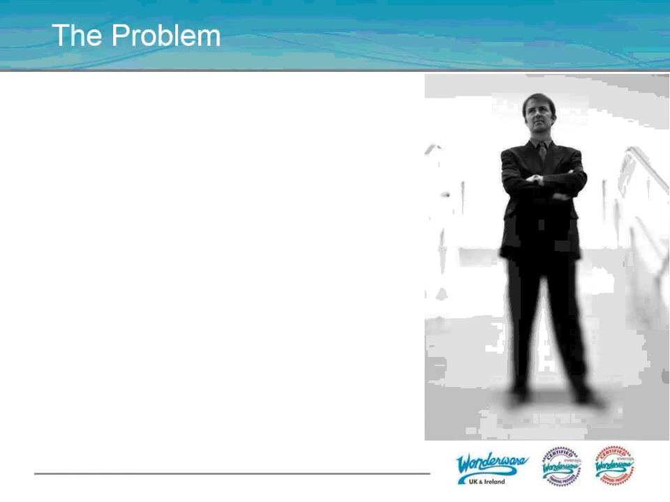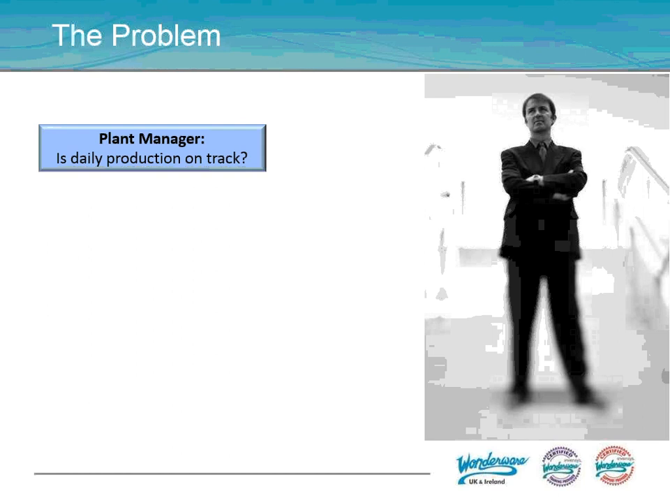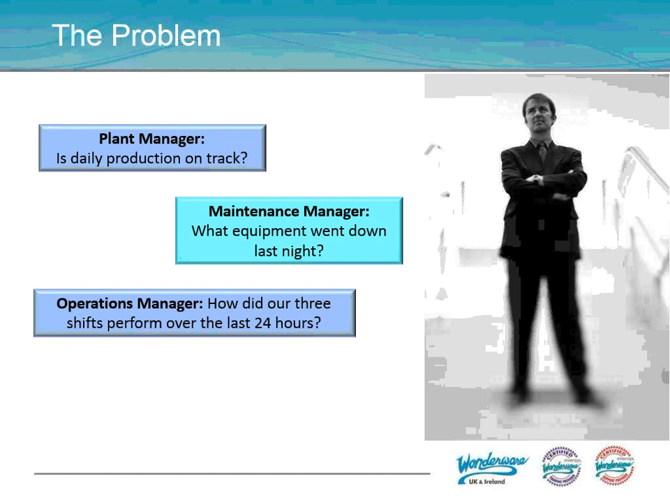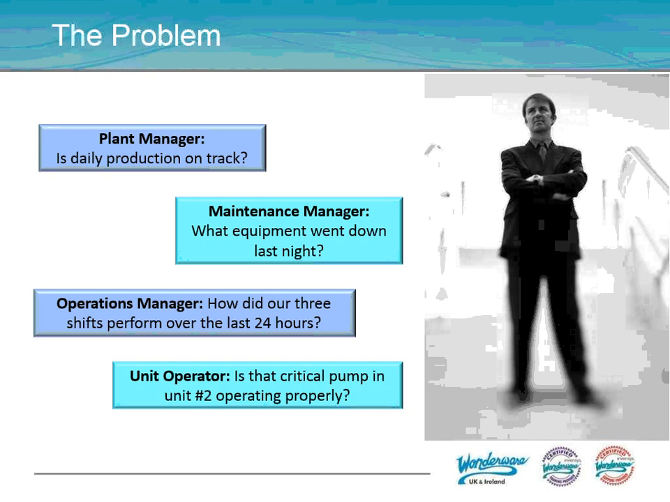and the problems that we hear from our customers is that the plant managers are trying to track their daily production, so they want to know what's happening. The maintenance managers want to know when the equipment has gone down last night or over the last week. Operations managers want to know how their shifts are performing over, say, the last 24-hour period. And the unit operators might be very focused on particular parts of the equipment and want to know how their critical parts of the plant are operating.